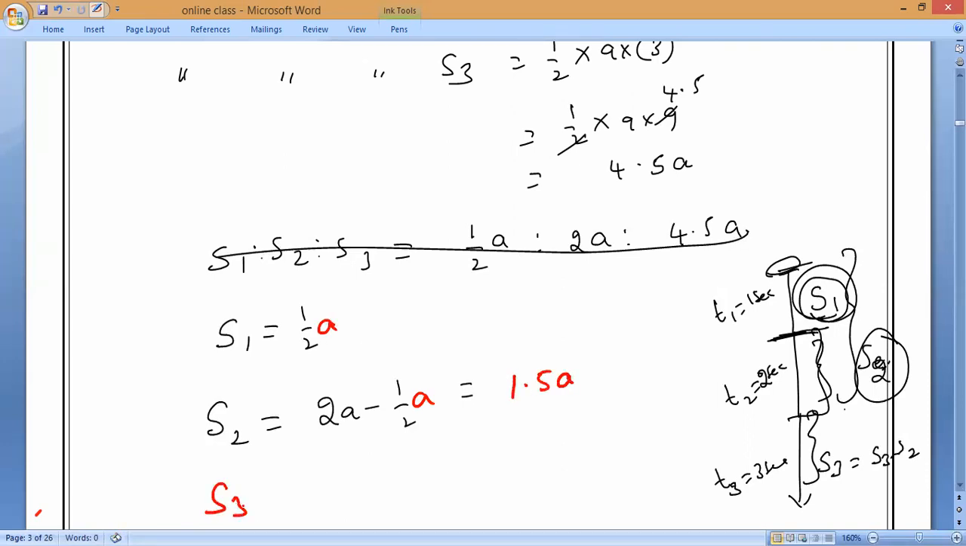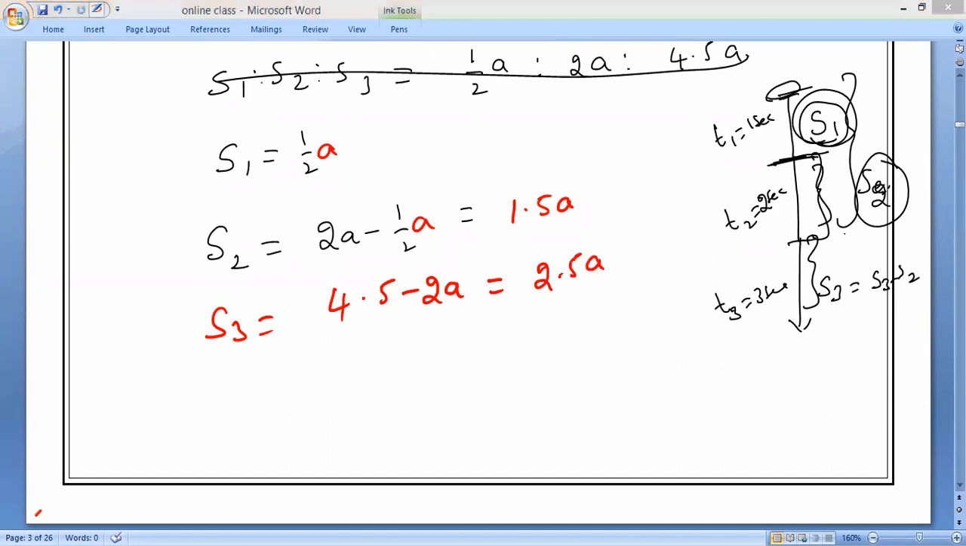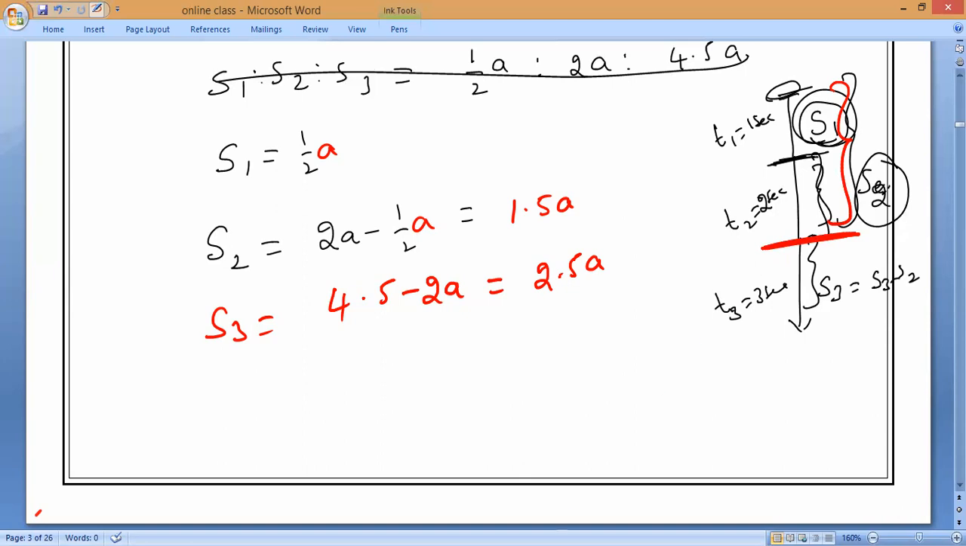Now S3 is equal to what? S3 is equal to 4.5A minus 2A, which is equal to 2.5. Yes, you want to substitute that 1.5 only, sir. Carefully observe: 2 seconds, this is the total distance traveled. So we have to subtract the half S1 distance from the total distance so that it will give you the S2. Is it yes or no?